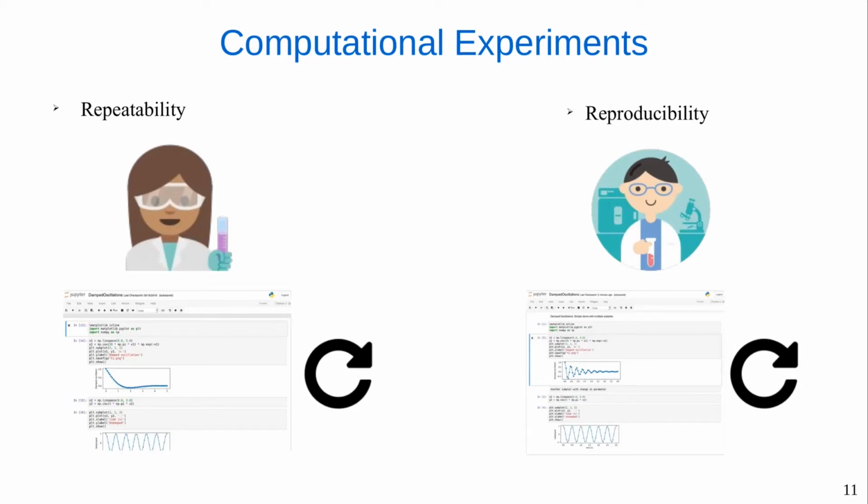So in the first scenario, the computational experiment is repeated in the same environment by the same experimenter, while in the latter, the experiment is reproduced in a different environment by a different experimenter. In both cases, the difference between executions helps the user either to repeat or reproduce and confirm or refute others' results.